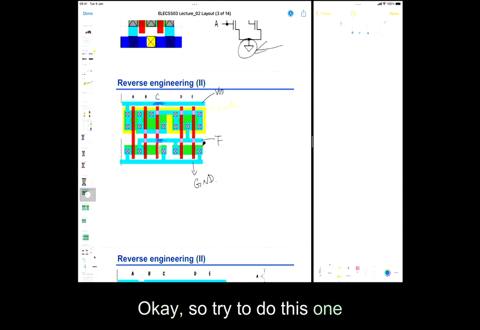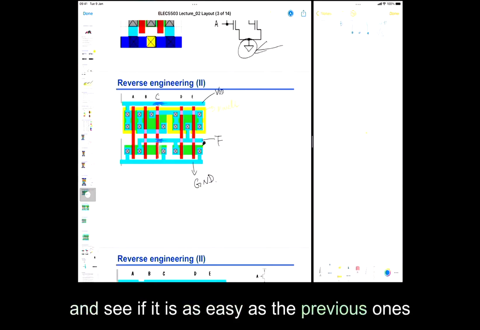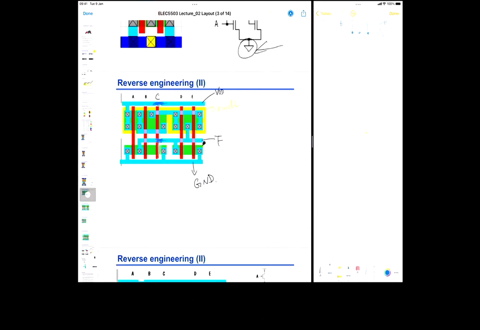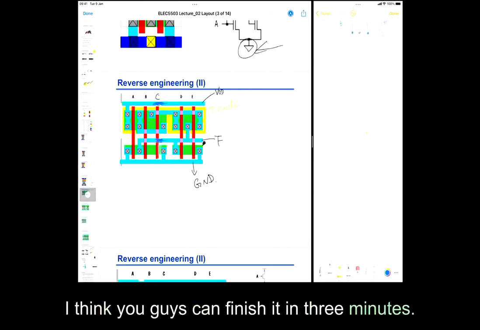Okay, so try to do this one and see if it is as easy as the previous ones, or do you think it's slightly harder? Let me know what you think. I think you guys can finish it in 3 minutes.